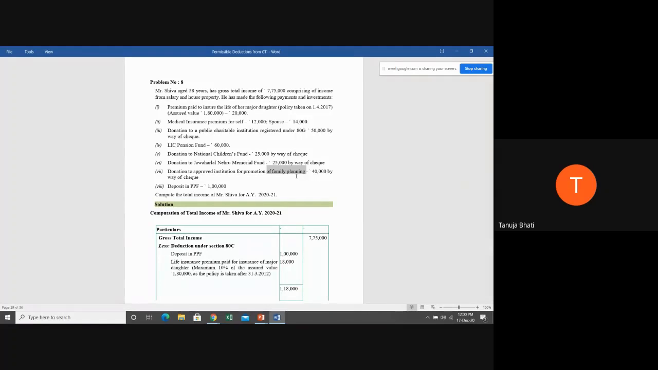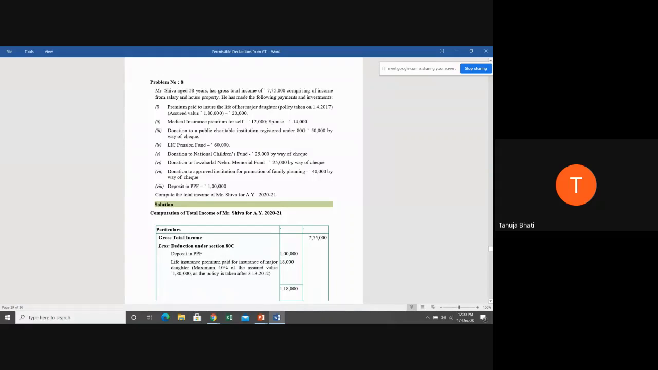Very good. Category 3, but subject to qualifying limit. That is 100% deduction subject to qualifying limit. Now, what we need to do is, they are telling us to compute the total income of Mr. Shiva. So let us start, students.